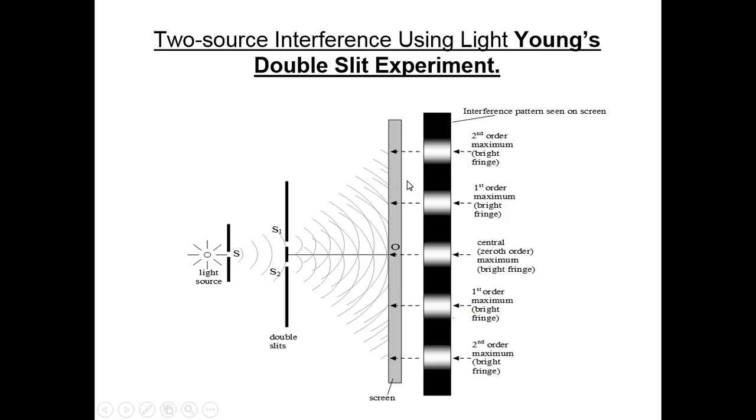This experiment is known as Young's double slit experiment. Thomas Young actually performed this experiment some 200 years ago, and he managed to measure the distance between the bright spots, measure the distance between the slits, these two slits, and measure the distance between the screen and the double slits, and from there he could calculate the wavelength of the light.